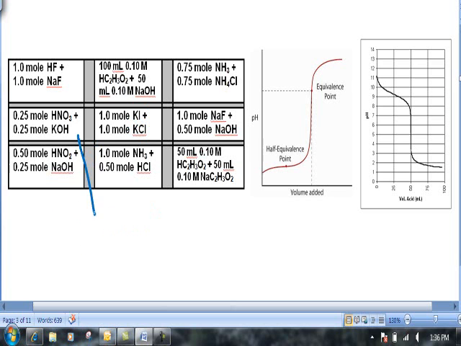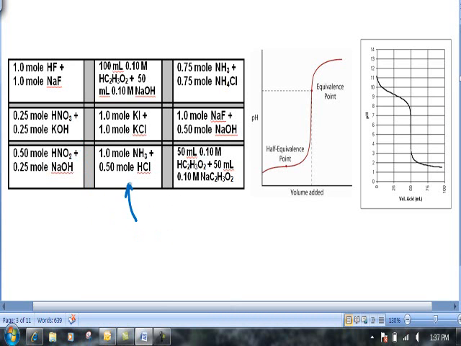If we look at this one right here, we have 0.25 moles of nitric acid and 0.25 moles of KOH. That's sufficient base to neutralize all of the acid, and it's a strong acid as well. All that's remaining here is we have salt and water. A mixture of salt and water is insufficient to create a buffer system.